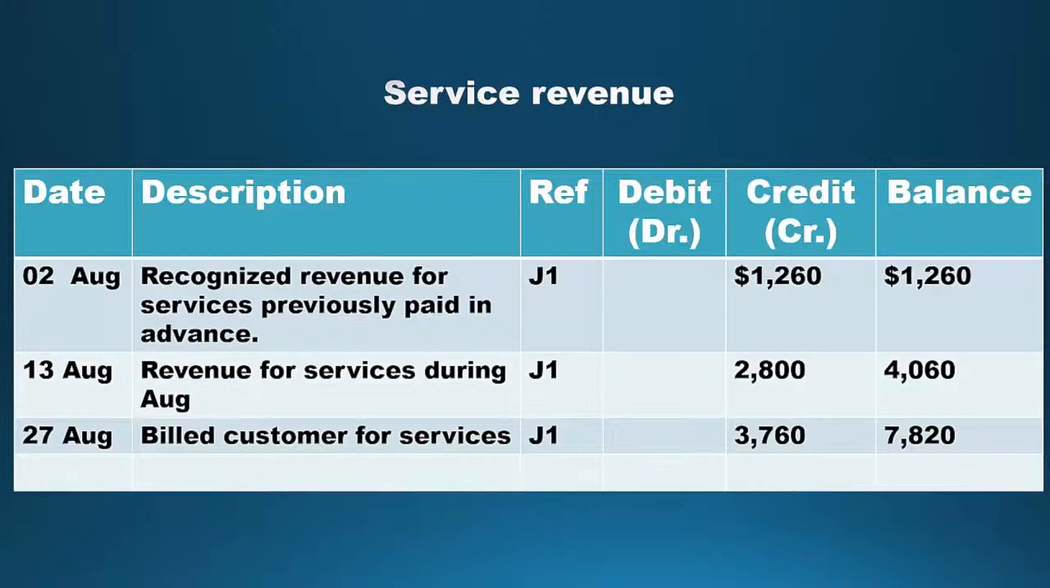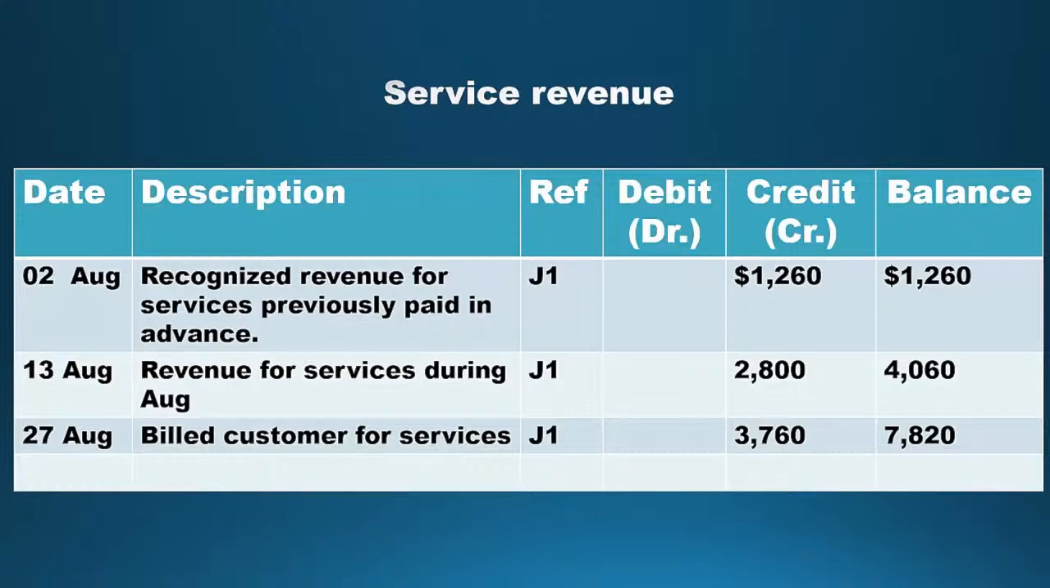Service revenue ledger. 1. Date. Write the date. August 27. 2. Narrative. Add the narrative. Recorded revenue for services performed during August. 3. Reference. Include the journal reference. J1. 4. Amount. Enter $3,760 in the credit column.